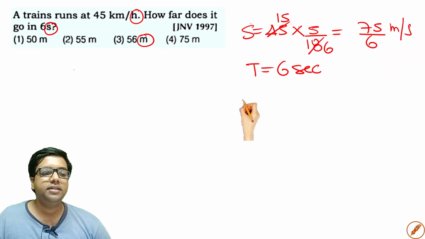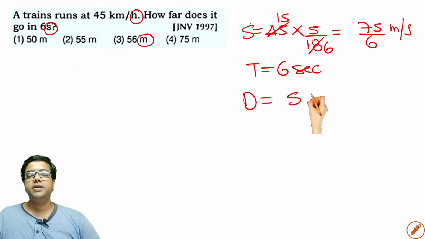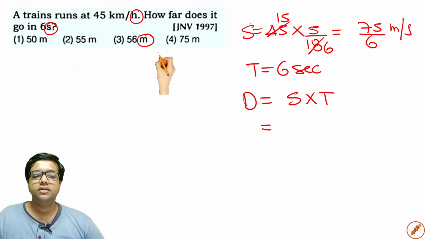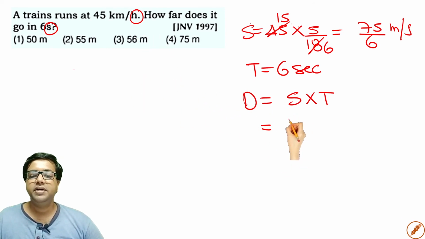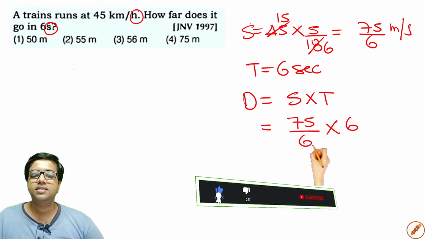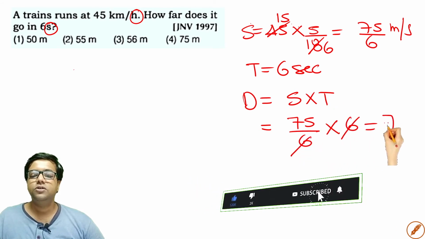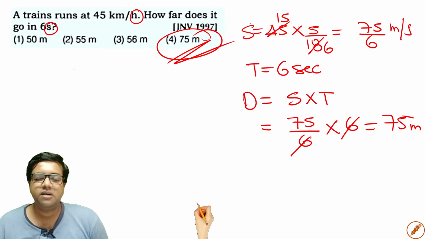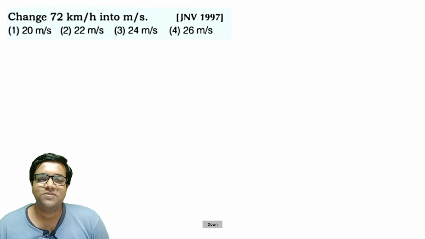We need to find the distance. Distance is equal to speed into time. So let's do it. Speed is 75 by 6 meter per second into time is 6 seconds. 6 cancels. You are left with 75 meters. So option 4, 75 meters, is the right answer for this question.